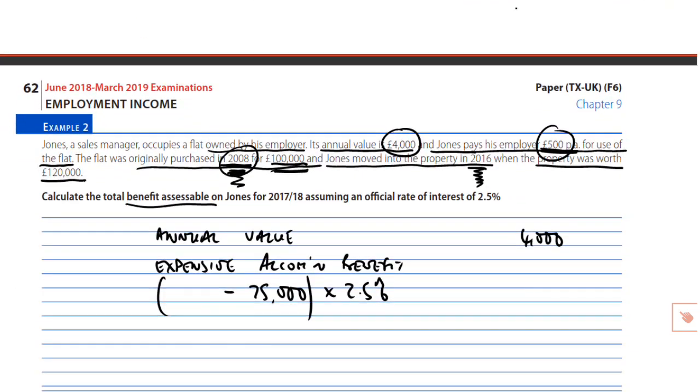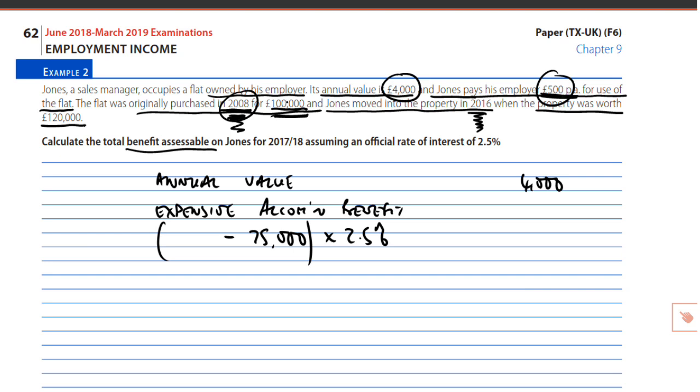So what have we got? We now, instead of using the original cost of 100,000, will use the market value when this employee moved in. That is £120,000. That is the figure now to go into this calculation here. Now then, had you been told what the market value was now of this property, that is irrelevant. All you need is the market value when this employee moved into the property. And even then, it's only relevant if, when he did move into the property, the company had owned it for more than 6 years.